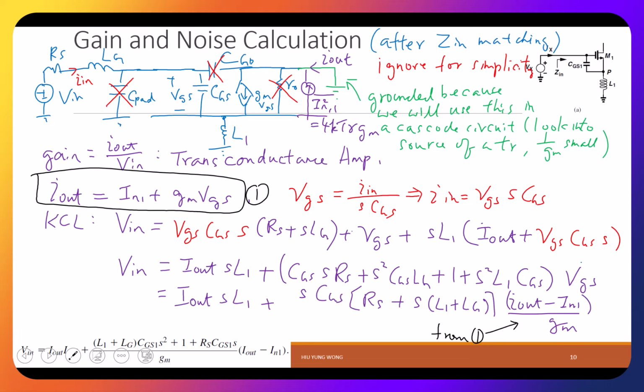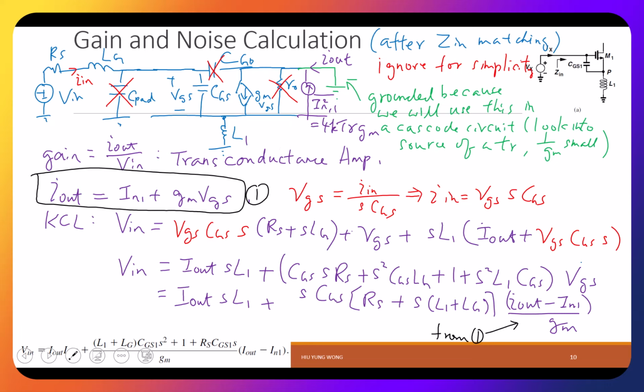The main point so far is that we try to draw the small signal model of this circuit, and this circuit is for the one where you already have impedance matching. We enumerate those that we can ignore. In your real project, your real design, you know that you can ignore some because they are too small or too large, or based on your experience, or because you want to simplify it.